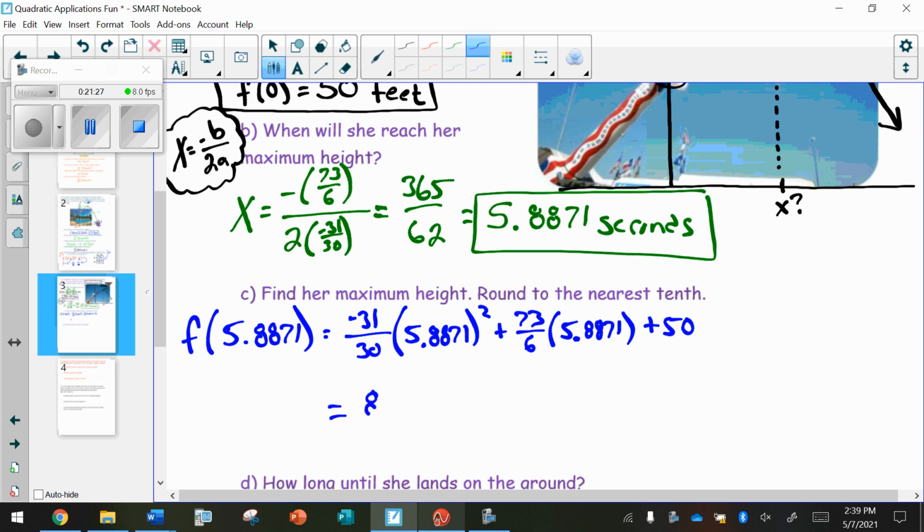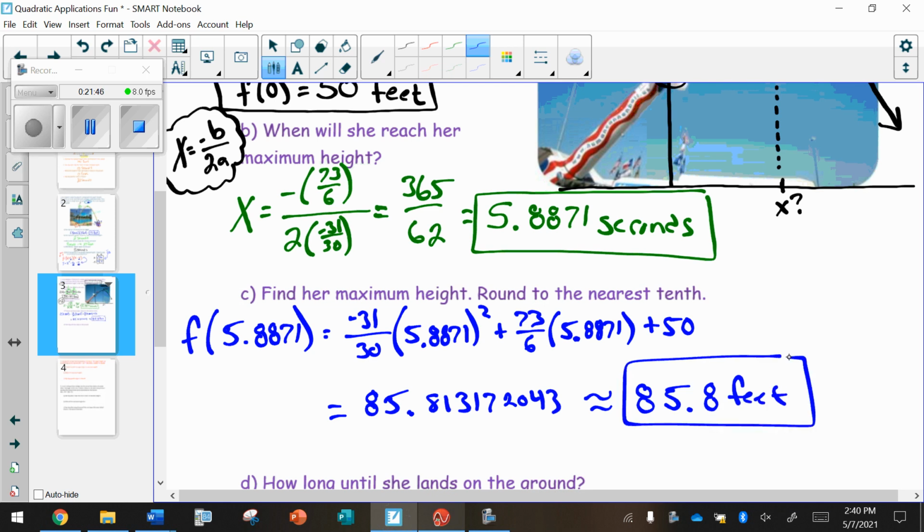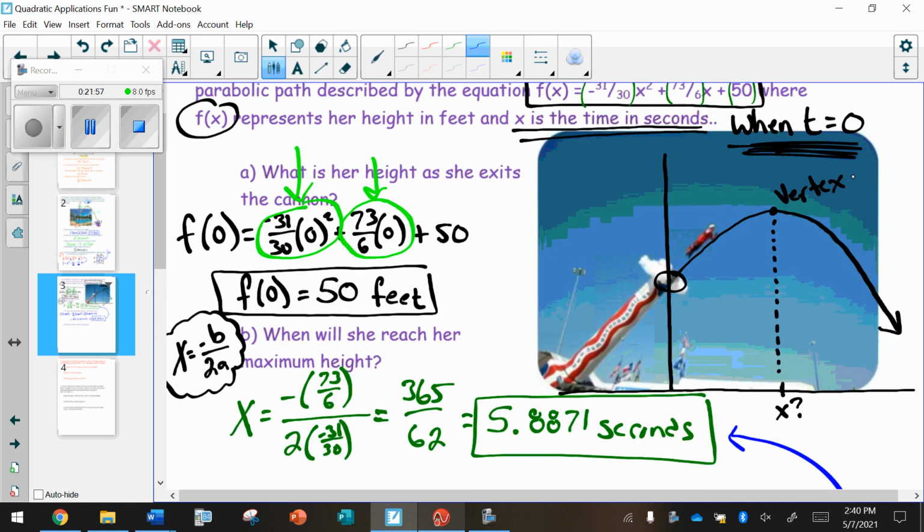So if you typed everything in correctly, you should get the decimal 85.8131720043. And we are supposed to round that to the nearest tenth. That means one decimal place. So 85.8 feet is her highest, her maximum height. And her maximum height happened at 5.8871 seconds. That would be the coordinates of this vertex. The 5.8871 would be the x value, and the 85.8 would be the y value.